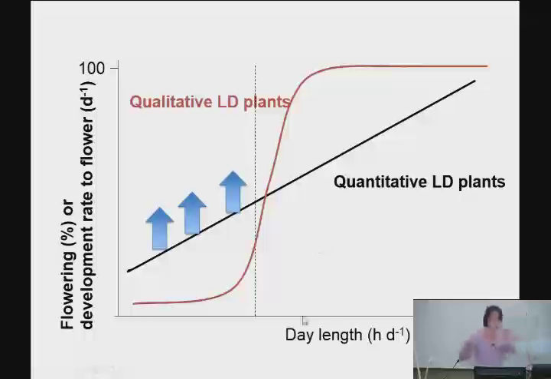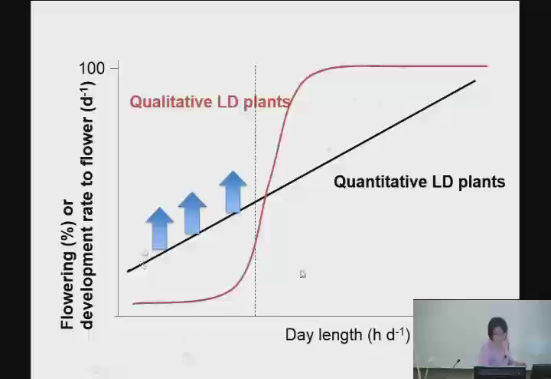Basically what it means, plants flower anyway under any day lengths. However, if you have a longer day, then they flower more quickly. So the flowering response is promoted under longer day. So that's a quantitative long day plant. They flower anyway for quantitative plants.